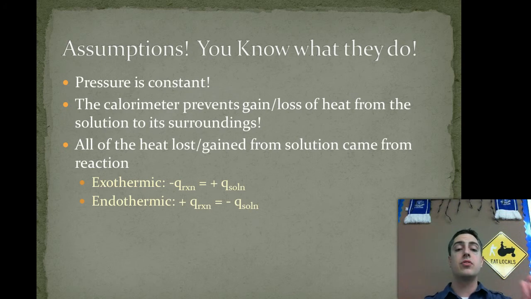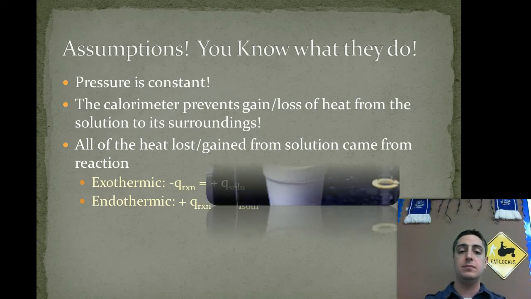So if you have an exothermic reaction taking place, you have a negative Q_rxn, or negative heat of the reaction, equal to positive heat of the solution, because the reaction is losing the heat and the solution is gaining the heat. Endothermic, on the other hand, is just the opposite. You're absorbing the heat from the solution, so it's a negative Q for the solution, and a positive Q for the reaction as it pulls in that heat.